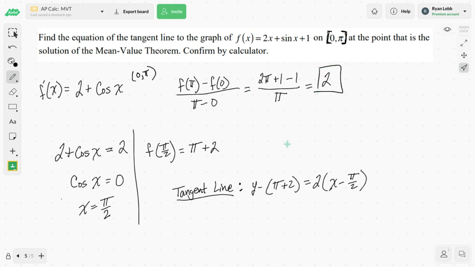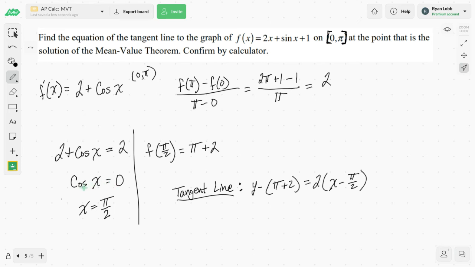So our average rate of change is 2. So on average, over that interval 0 to pi, we go up 2 units for every 1 unit we go in the positive direction. So I set over here my instantaneous rate of change, 2 plus cosine of x, my derivative, equal to my average rate of change, 2. I solve for that. I get cosine of x equals 0.